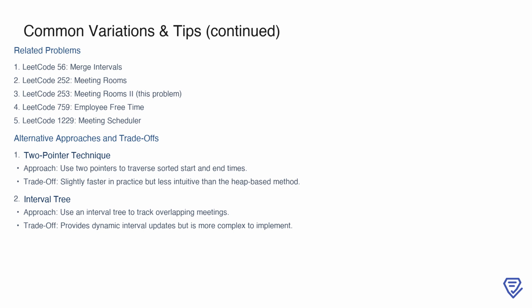Additionally, there are alternative approaches to solving this problem, each with its own trade-offs. The two-pointer technique is one such approach. By using 2 pointers to traverse the sorted start and end times, it achieves a similar result to the heap-based method but may be slightly faster in practice. However, some find it less intuitive compared to the heap-based solution. Another option is using an interval tree, which allows for dynamic updates to intervals. While powerful, this approach is more complex to implement and may not be necessary for this problem.